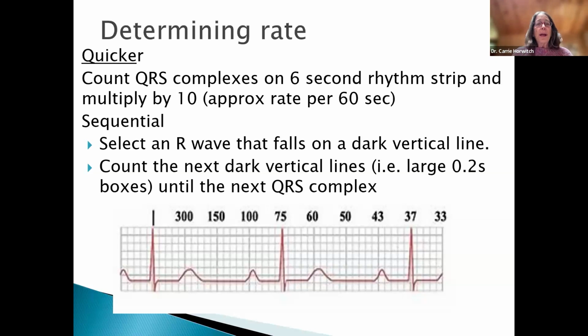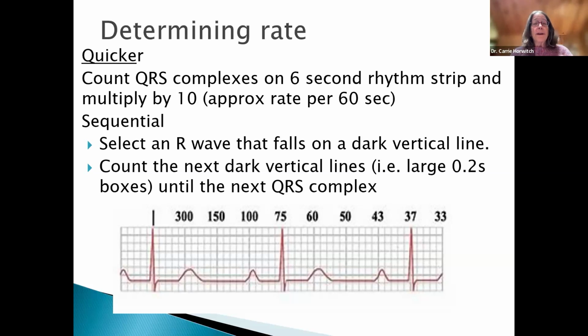Okay, so the way I tend to do it, however, is the sequential method, which I've blown up here below, and that is where you find a QRS. I try to find a QRS on one of the darker vertical lines, and then you count each dark vertical line and lower by a certain combination. So here on this one, from one vertical line to the next line, that's a rate of 300. So if my QRS was at that, I would have a heart rate of 300.